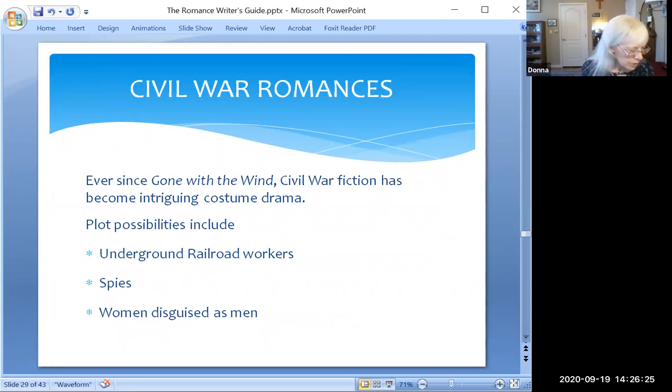Civil War romances. Well, ever since Gone with the Wind, Civil War fiction has become intriguing costume drama. And the plot possibilities include, but aren't limited to, Underground Railroad workers, spies, women disguised as men. But be careful because you need to do accurate research on the costumes and don't rely on movies or television to dress your characters, because with the popularity of Civil War reenacting, readers of this era will know whether you're accurate with your historical details.